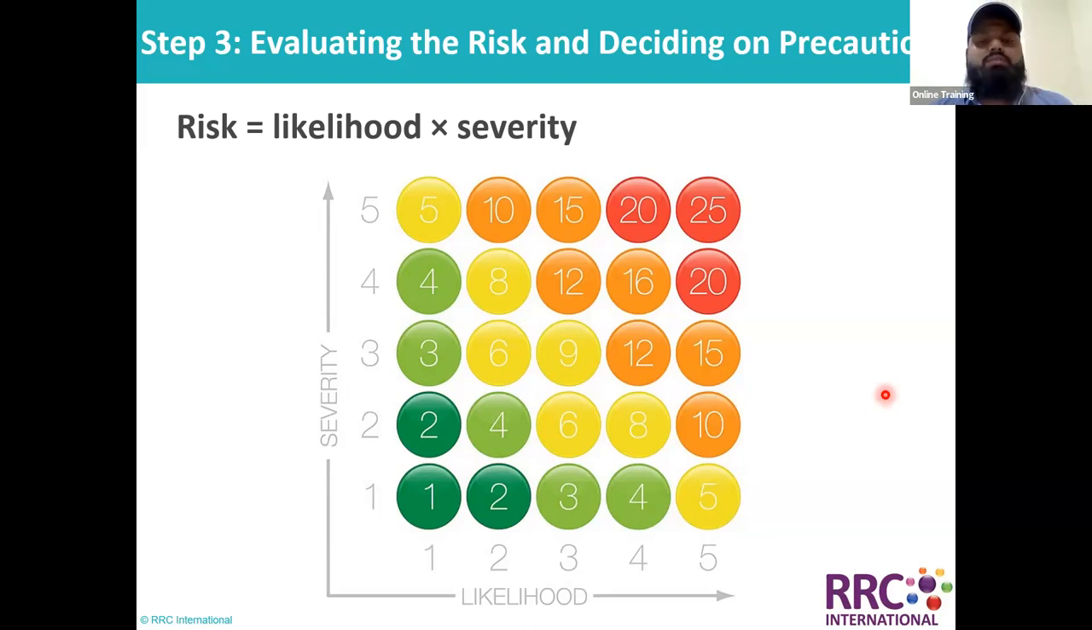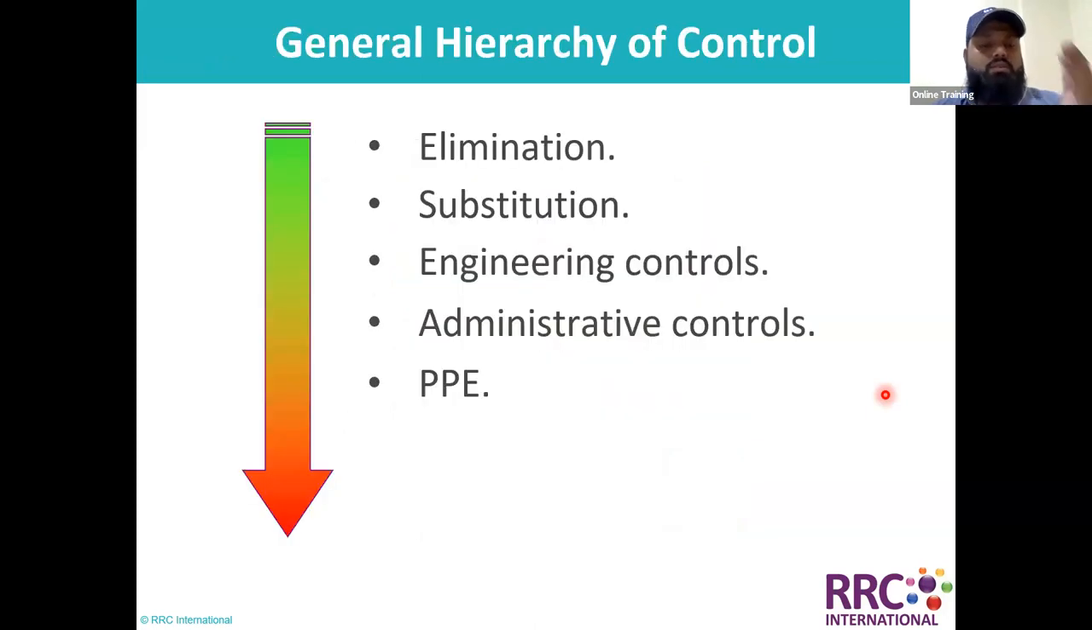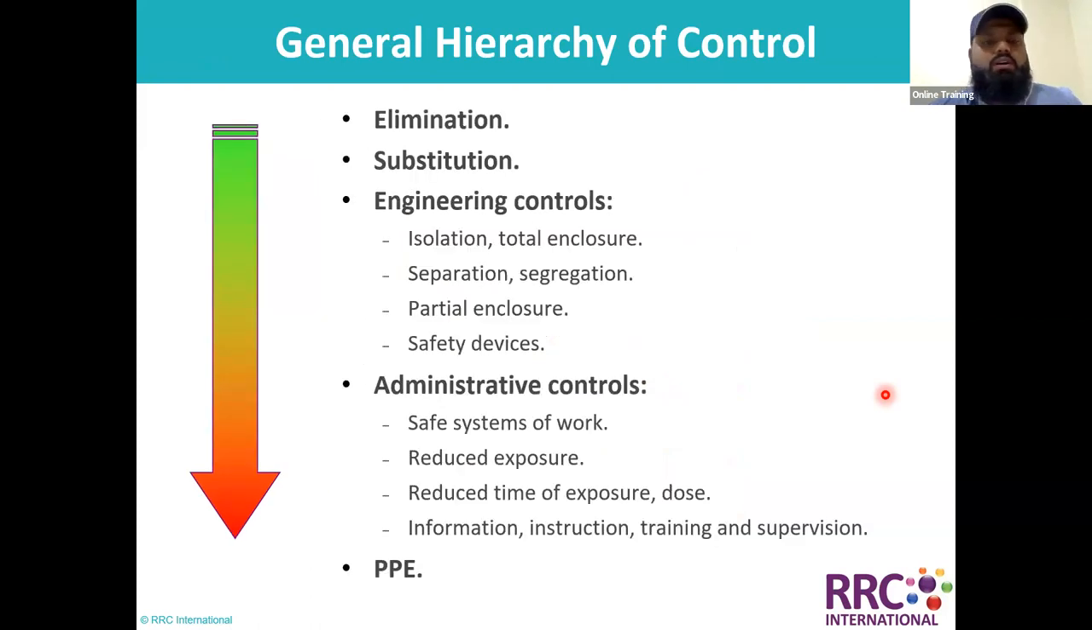Of course, we have to control the hazard. How do we control the hazard? We will be controlling the hazard using the hierarchy of control, starting from elimination, substitution, engineering control, administrative control, and PPE. With elimination, we are totally eliminating the hazard. No hazard, no risk. Substitution is substituting a more hazardous material with a less hazardous one. I gave you the example of the generator. Another example of a chemical: every time we were using acids to wash our floors and toilets. Now we are using Harpic, which is much less hazardous compared to the acid, right? So we can use that.